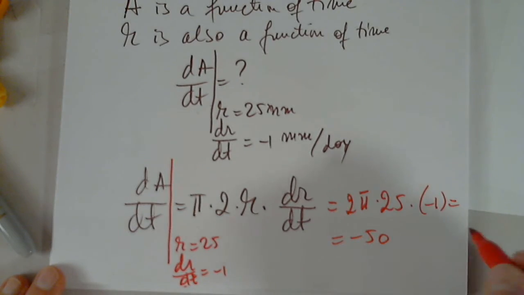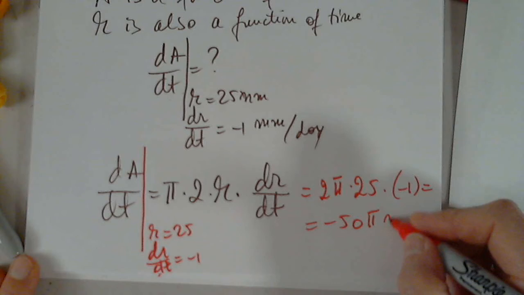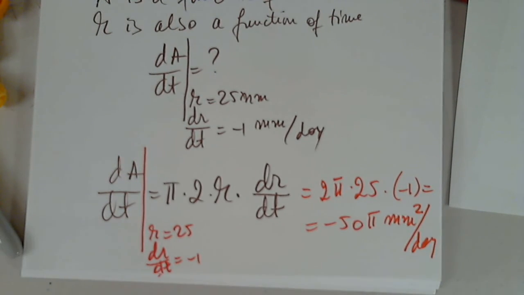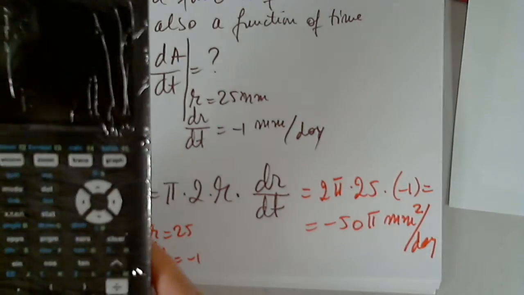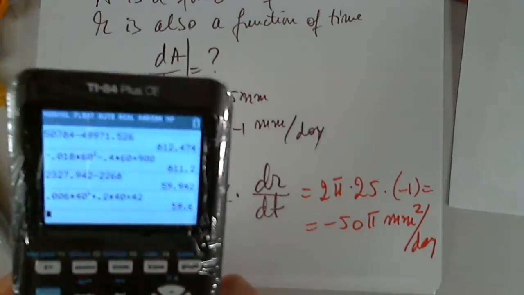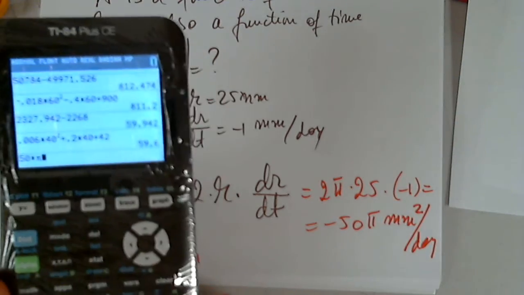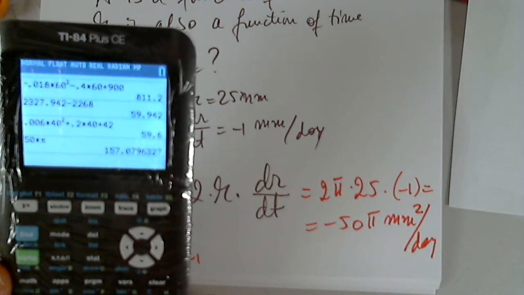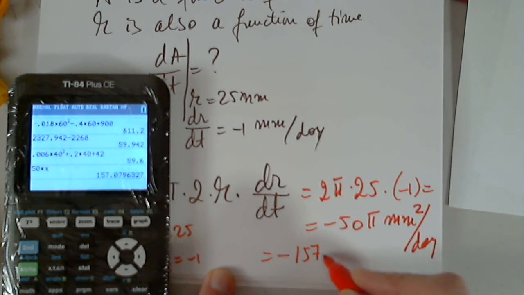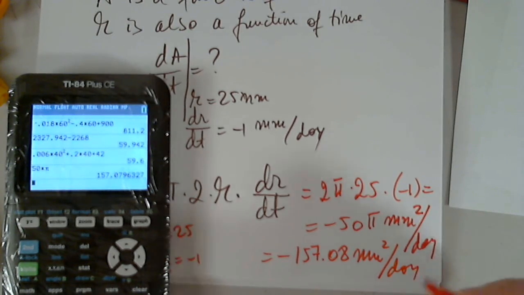So exact is -50 pi. The measurement unit is millimeters squared per day. If you want to approximate, you can. It's 50 multiplied by 3.14, or you can use 50 multiplied by the best approximation I can come up with. And it's negative, of course. So negative 157.08 millimeters squared per day.